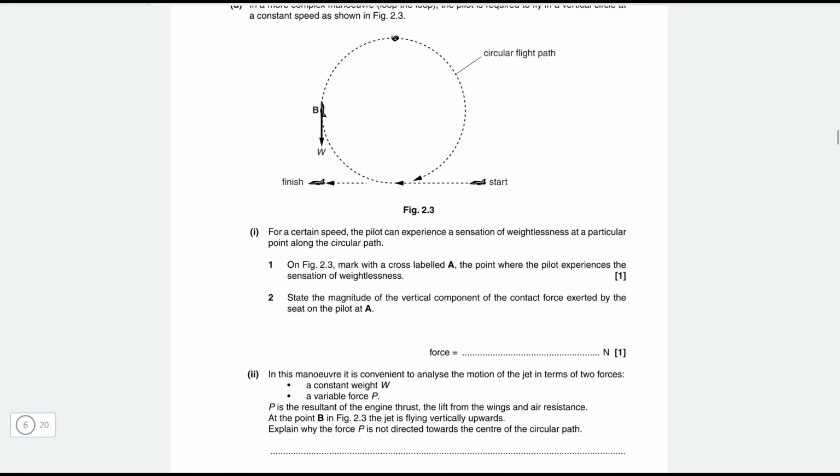Now this occurs at the top of the circle, and state the magnitude of the vertical component of the contact force exerted by the seat on the pilot at A. Well, this is going to be 0 newtons, because at this point all of the turning effect is fully provided by the centripetal force, so there's no contact normal force.